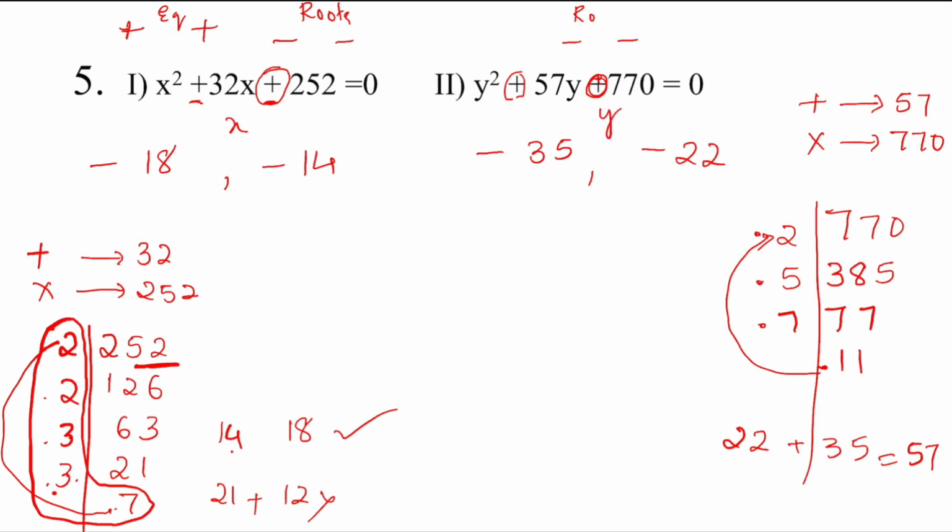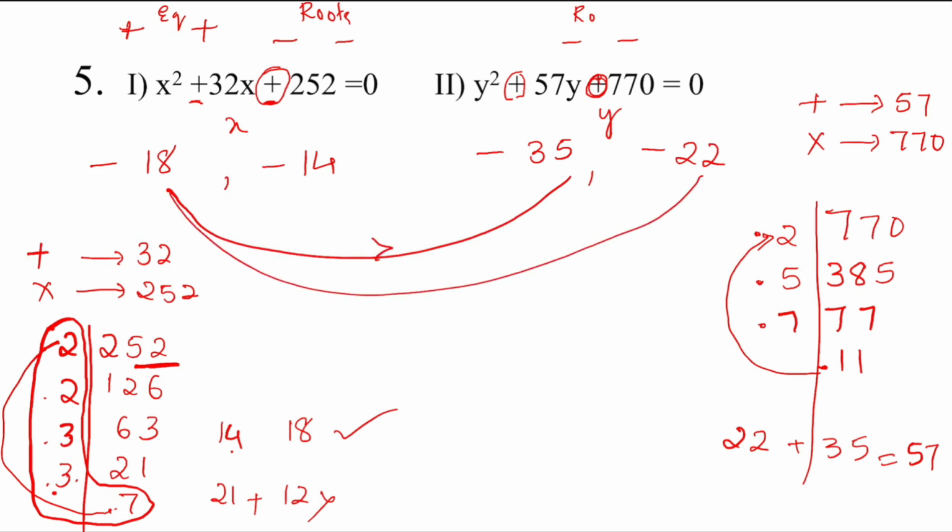Now compare them. First compare 18 with 35. In negatives, always the smaller number is greater than the bigger number. 18 and 35, the number 35 is bigger, but since both have negative signs, minus 18 is greater than minus 35. So this is greater. Next, 18 compared with 22, again this is greater. Next, 14 compared with 35, this is greater. Again 14 compared with 22, this is also greater. Therefore we can say that x is always greater than y.